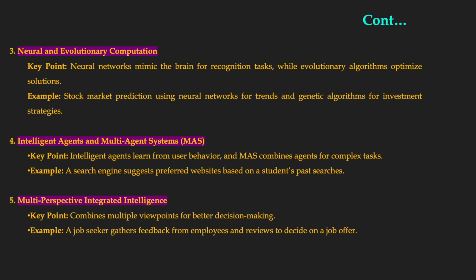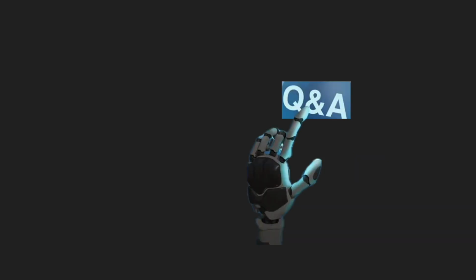And another one is an intelligent agent and multi-agent system. When a single agent works to find one prediction, multi-agent works on the complex task. An example is a search engine suggesting a preferred website based on the student's past searches. It is similar to Spotify or YouTube prediction. Based on your previous search, it will work and predict more relevant content for the users.